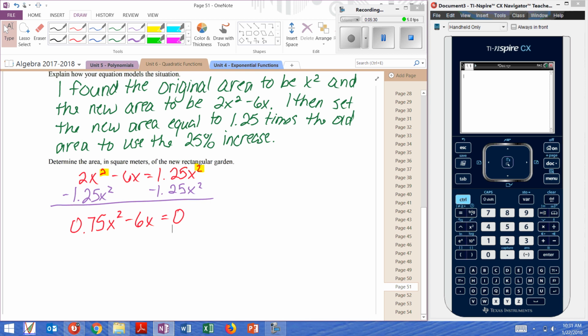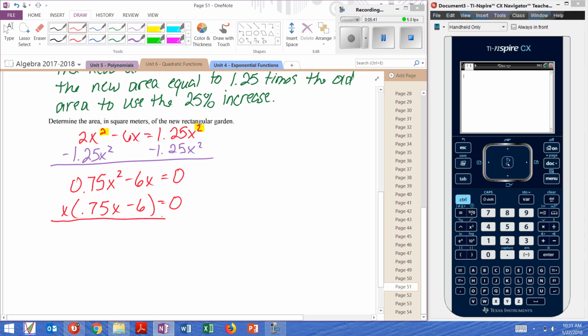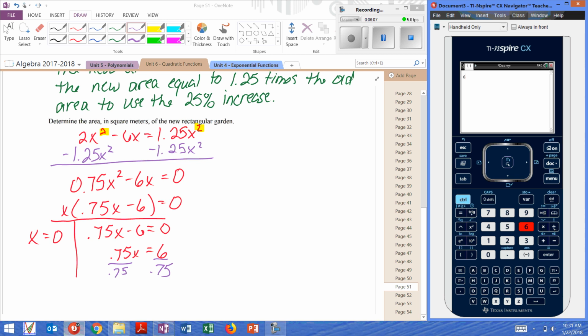Okay, both of them have an x, so let's factor out x. So x times 0.75x minus 6 equals 0. And let's go ahead and find our two roots. So x is equal to 0 and 0.75x minus 6 is equal to 0. And move that 6 to the other side to get 0.75x equals 6. And then what? Got to divide both sides by 0.75. Let's do this on our calculator. So 6 divided by 0.75 gives me 8.